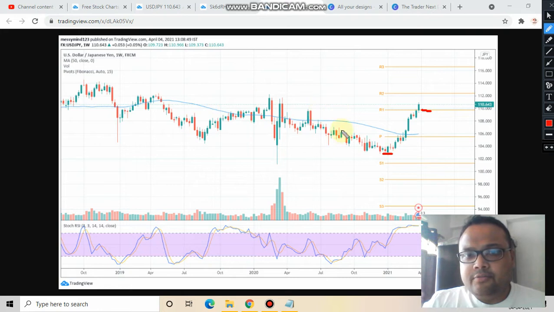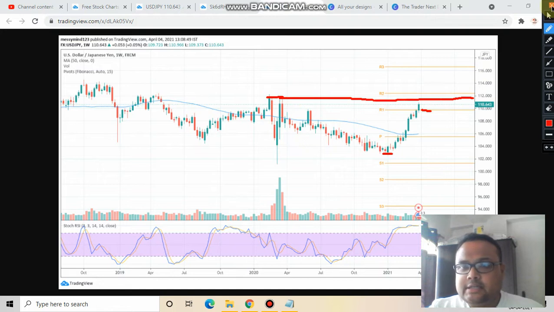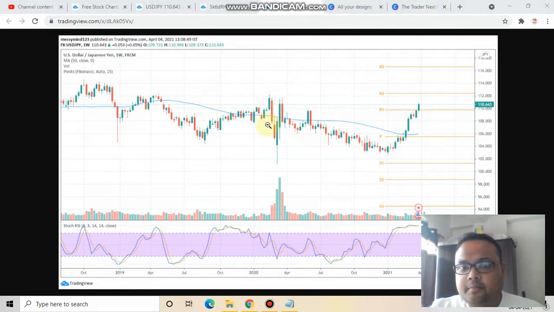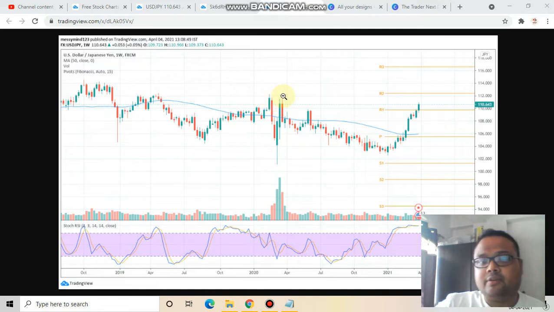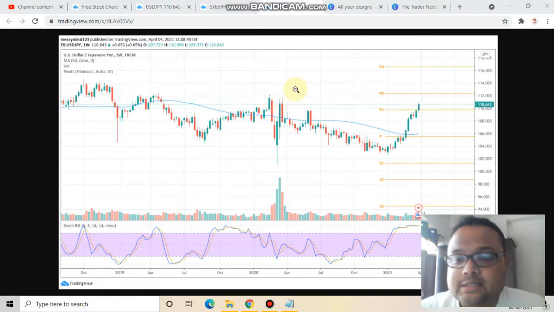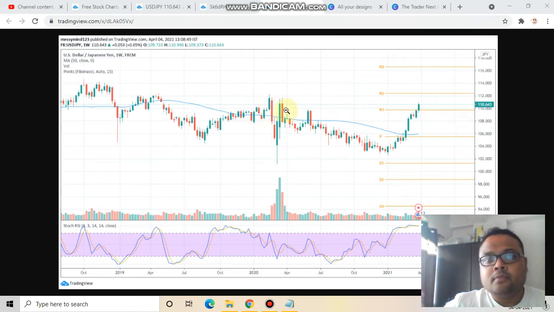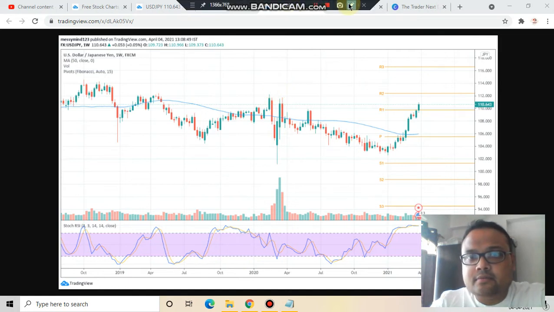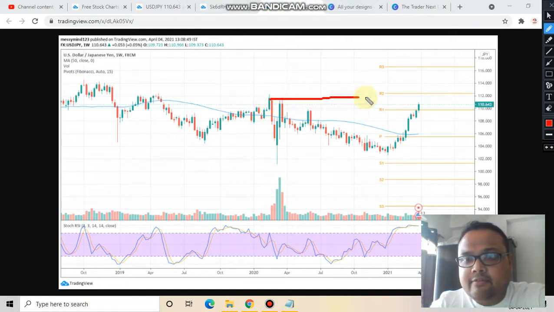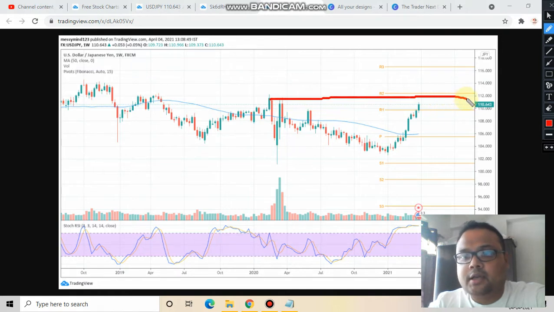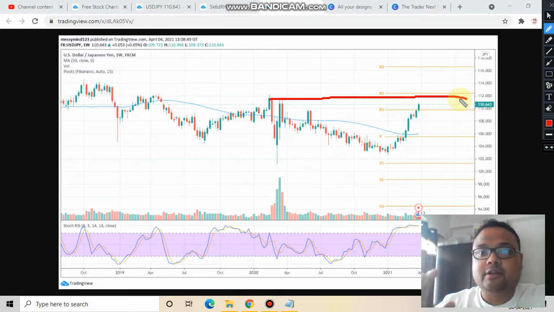But we cannot ignore the fact that the market has some resistance as well. This is a resistance level for the market right now. In the year 2020, when the market tried to cross this 112 level twice, it failed and ultimately came down. So this level is a resistance and will provide some pain to the market, because it will not allow the market to cross the level very easily.